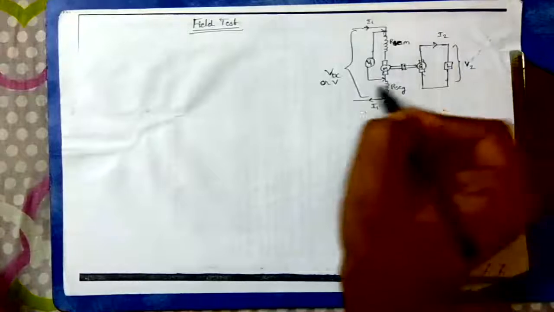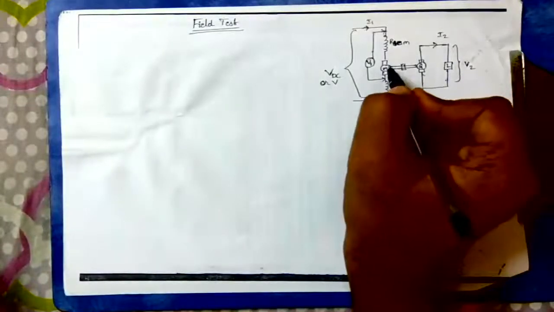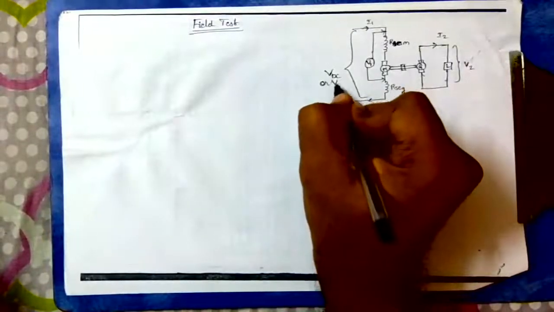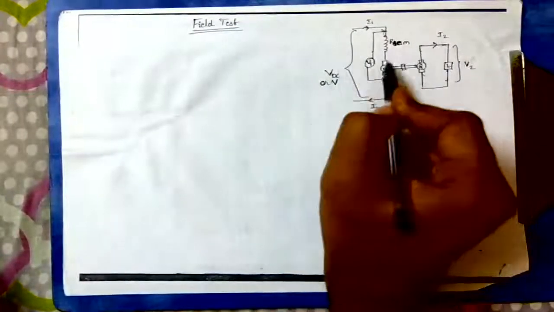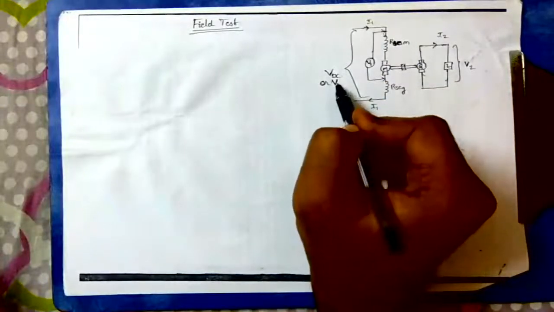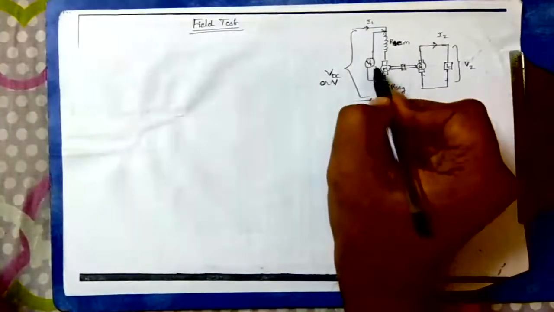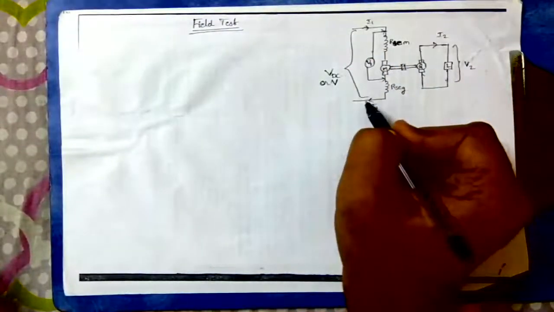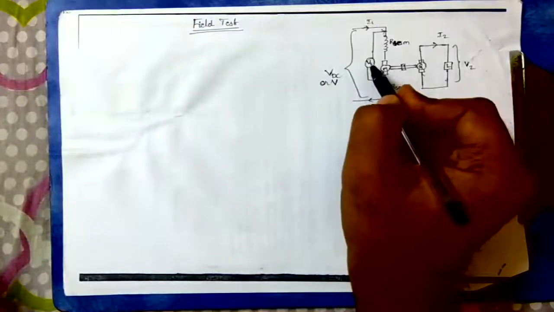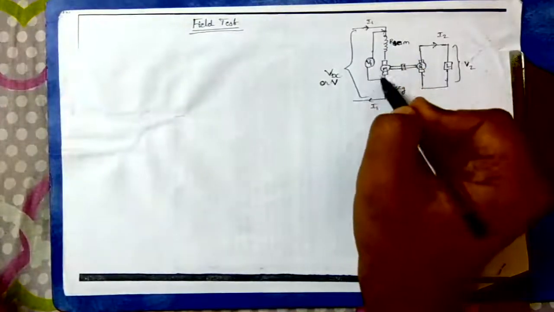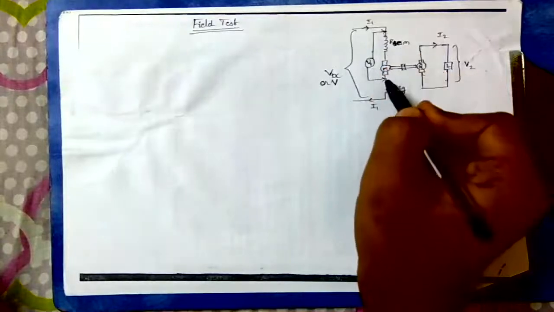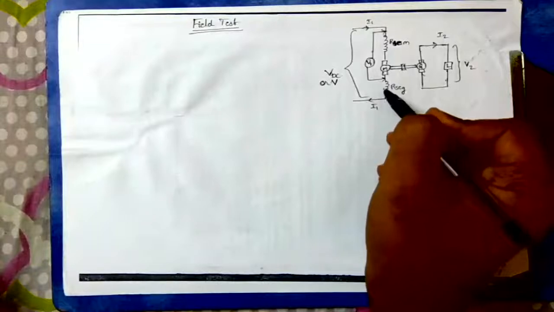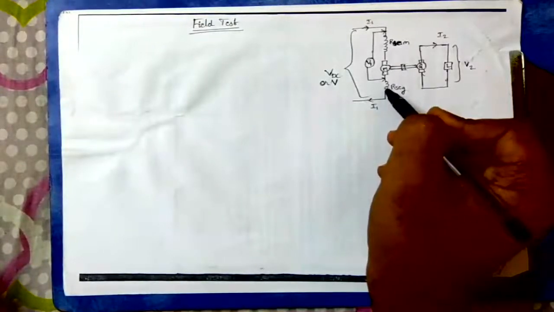One more thing you need to remember here, you should be careful: whenever I say total supply to the motor, it will be VDC or V. Whenever I just say supply to the motor, only the motor, it will be V1. Total supply means V or VDC. If I say only supply to the motor, it means V1, which is connected across this point as well as this point. That excludes the voltage across the field of the generator.